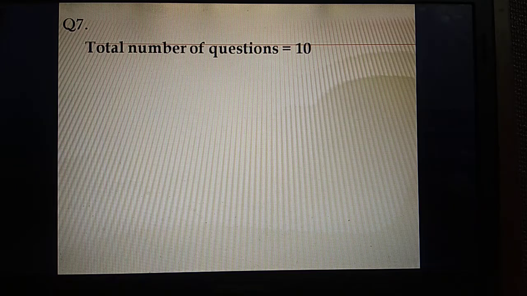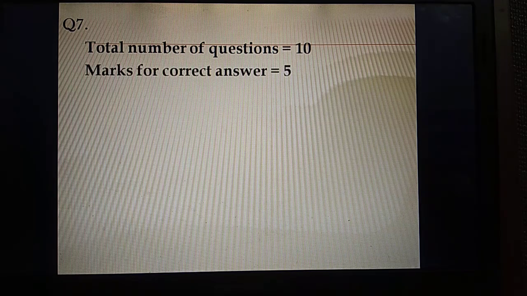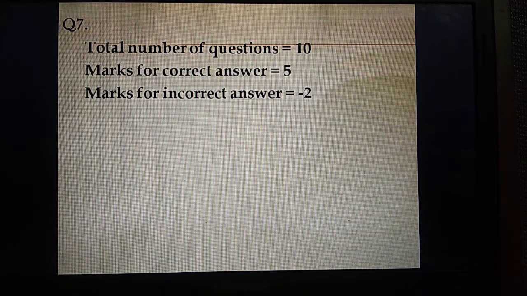Moving to question number 7. In a class test containing 10 questions, so there are overall 10 questions in this set, 5 marks are awarded for every correct answer. So marks for correct answer is 5 and marks for incorrect answer is minus 2 and 0 for question not attempted.